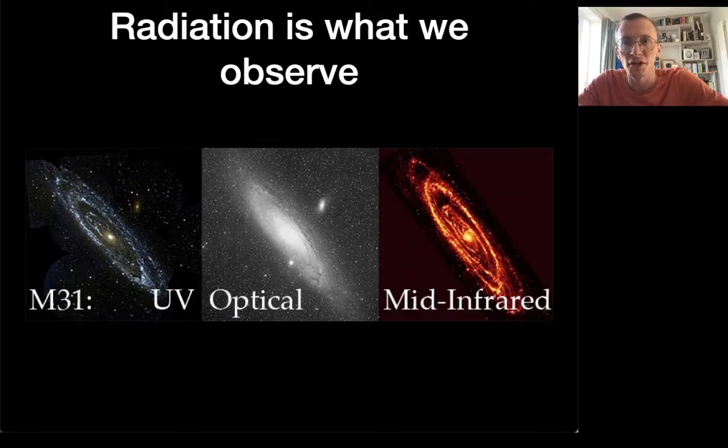This is just another example showing the M31 galaxy in the UV, the optical and the mid-infrared, and you can see that it looks visually different in these different wavelengths. We're going to understand why, and we're also going to understand how these different wavelengths can help you build a more complete picture of what is going on in astrophysical systems.